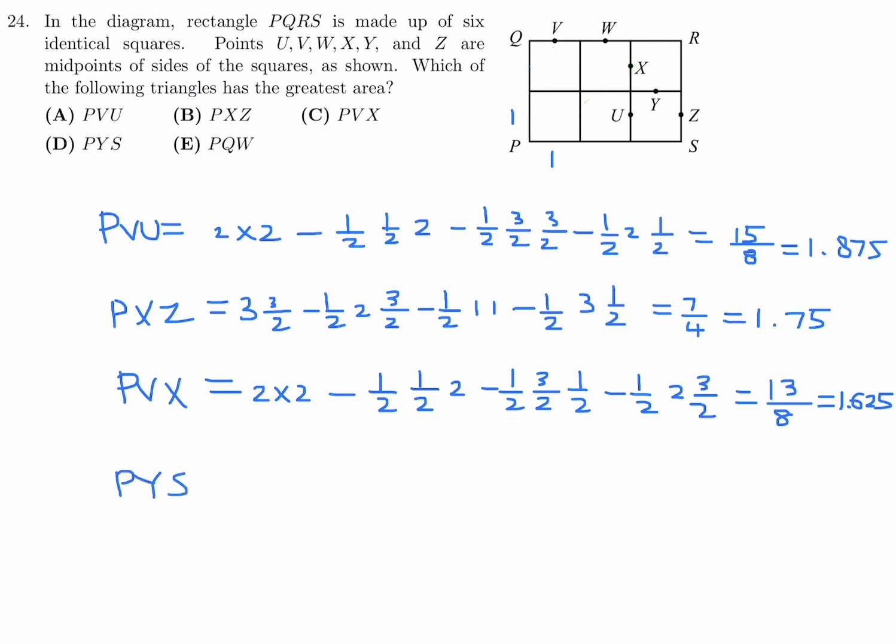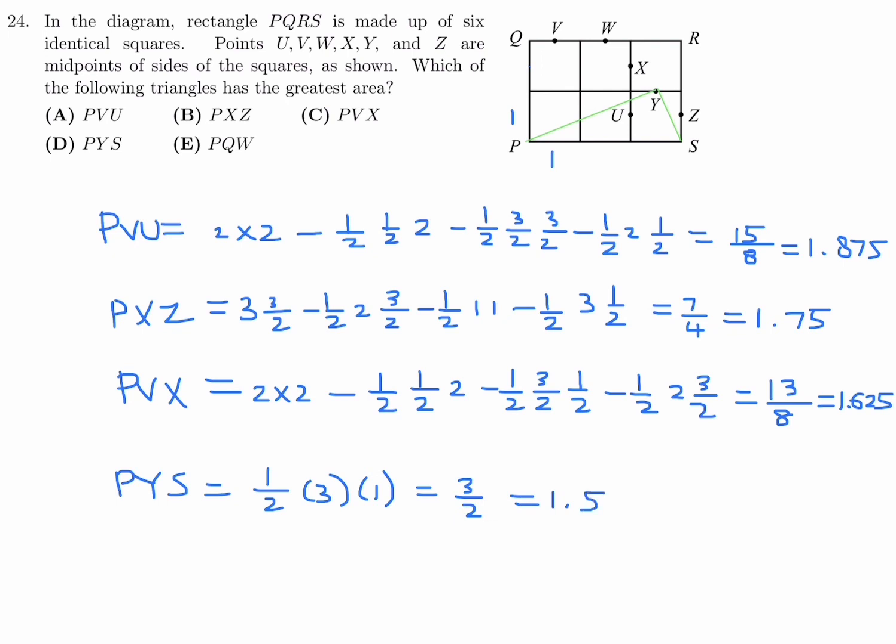All right, next one, PYS. Let's get rid of this guy. PYS. Oh, okay, this one is easier. They've taken some pity on us. So this is just 1/2 base times height. And that's going to be 3/2, which is, of course, 1.5.